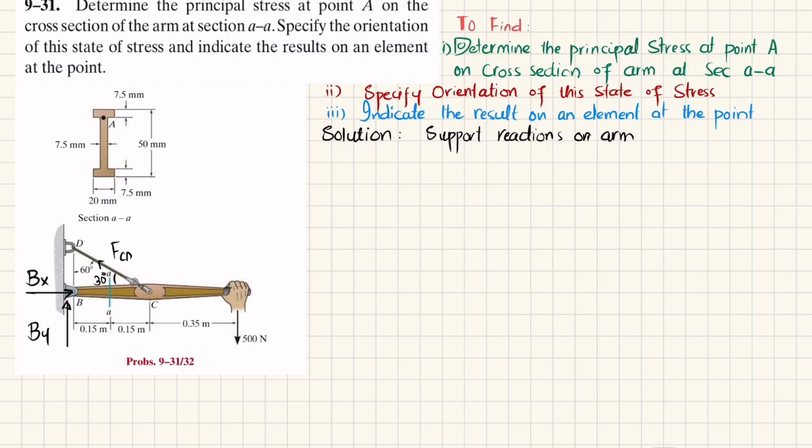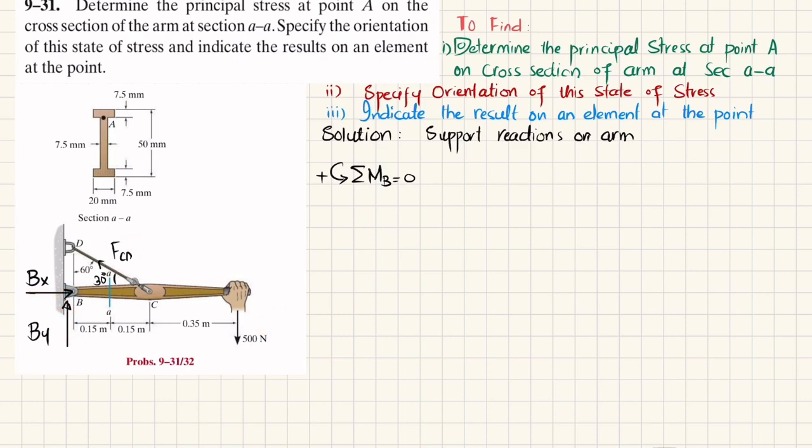The first equation of equilibrium is that the sum of all moments about point B is equal to 0, taking the counterclockwise moment as positive. So you can see this is the point B. These two forces are not producing moment because they are passing through it. So we have only two forces, FCD and 500. One is known and the other is unknown, so you can find FCD.